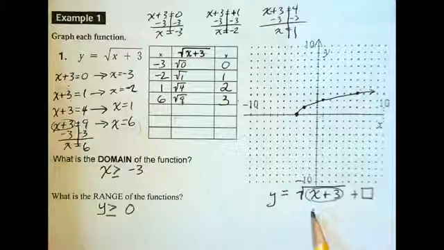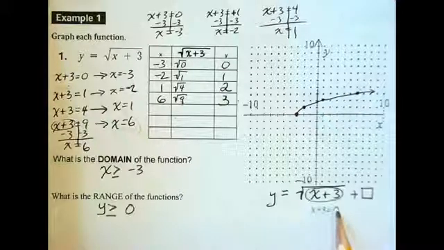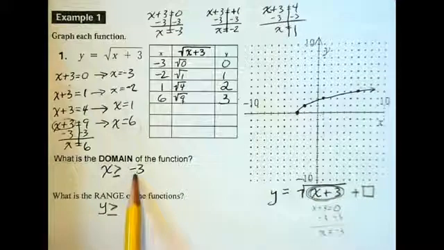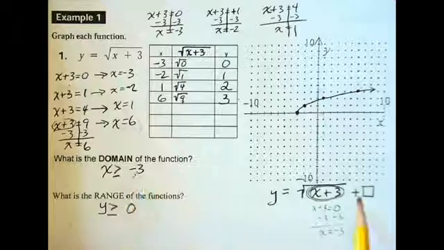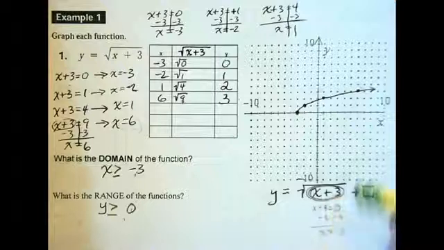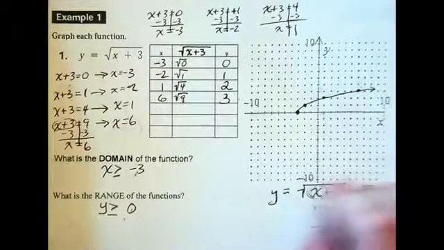X plus 3 equals 0 at -3. So x equals -3. Whatever makes this equal 0, that's that value. And the thing you're adding to the outside, that's that value. Okay? It's whatever makes the inside 0. You guys, this is a pattern you see all throughout math.